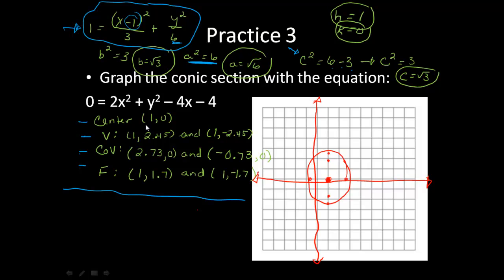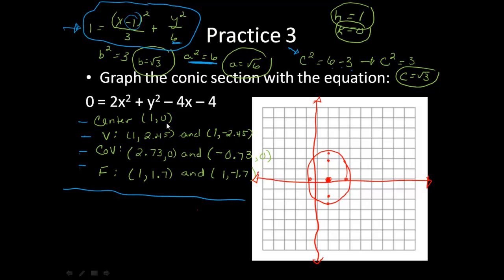Okay, now this process here to write this in standard form works for circles, ellipses, and hyperbolas. We always keep the x's and the y's on the same side and then complete the square, sometimes once, sometimes twice, depending on our equation.